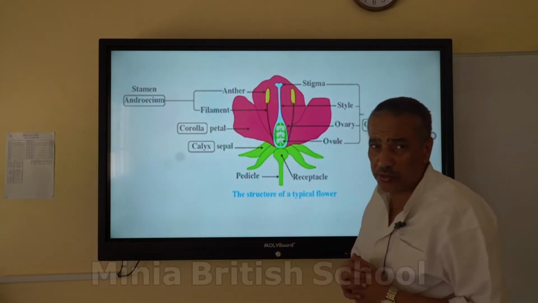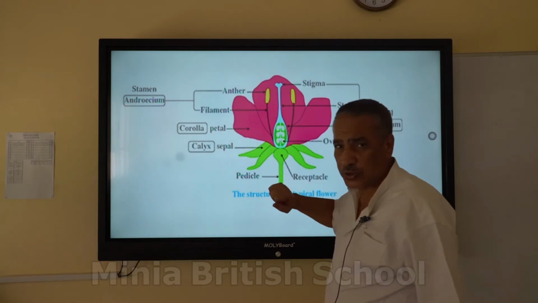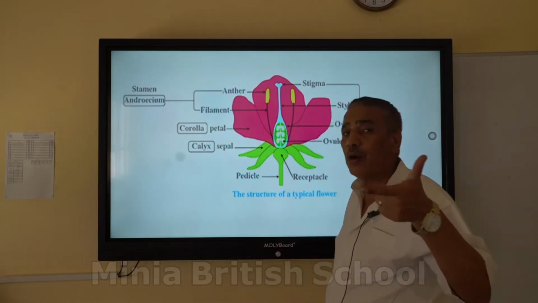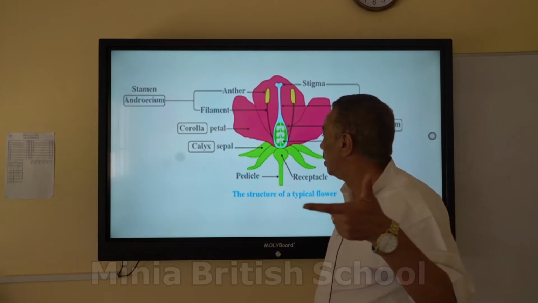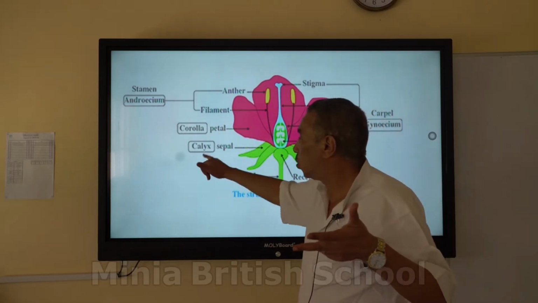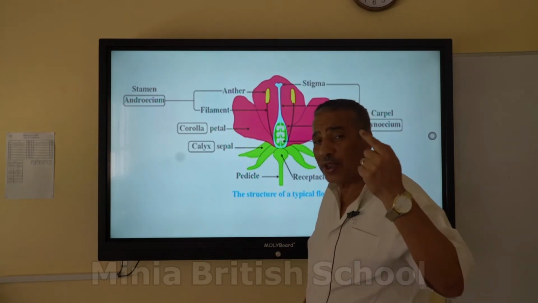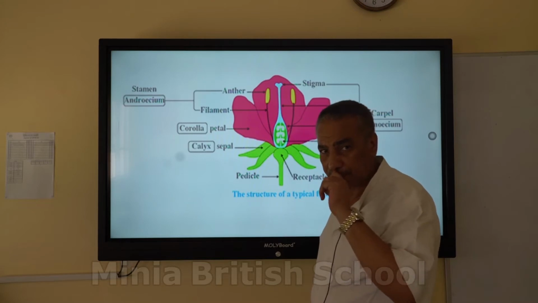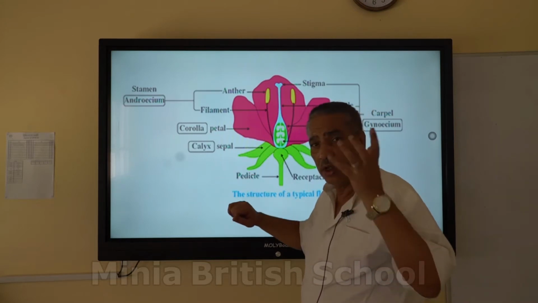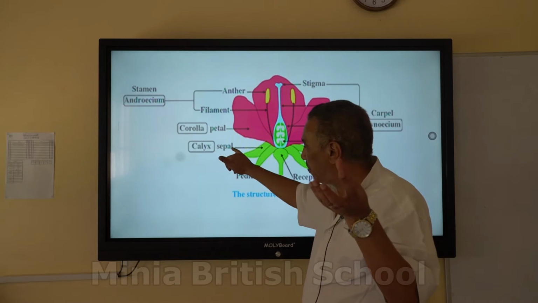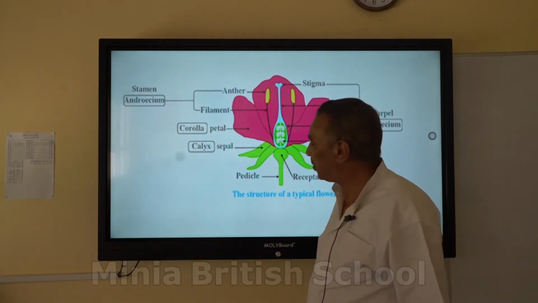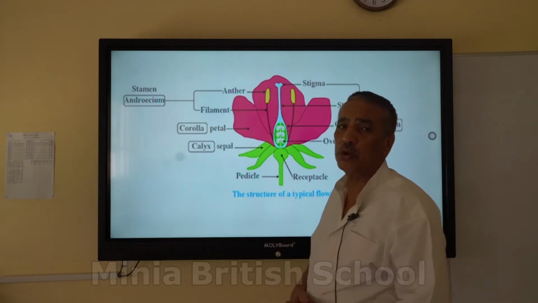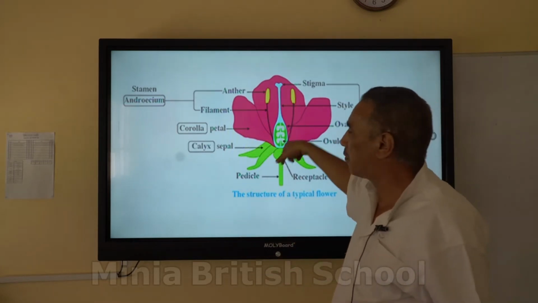The first whorl of the flower is the calyx. Its color is green. The outer whorl of the flower, the group of leaves, is called the calyx, while a single leaf is called a sepal. Only one leaf is a sepal. A group of sepals forms the calyx, and its color is green. Its main function is protecting the inner parts of the flower.